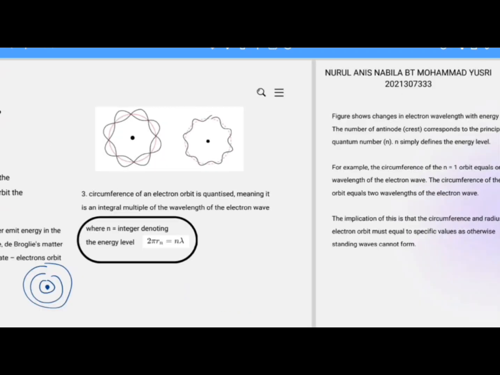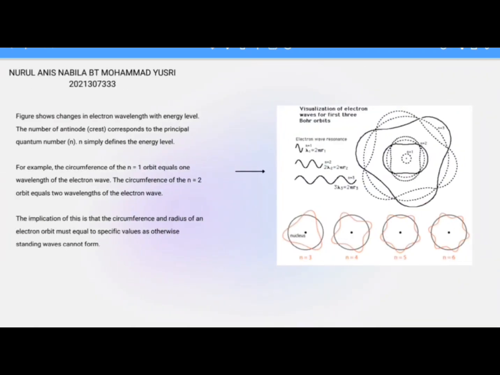Next, this figure shows changes in electron wavelength with energy level. The number of antinodes, which are the crests, corresponds to the principal quantum number, which is n, and it simply defines the energy level. So this is the antinode, the crest antinode.